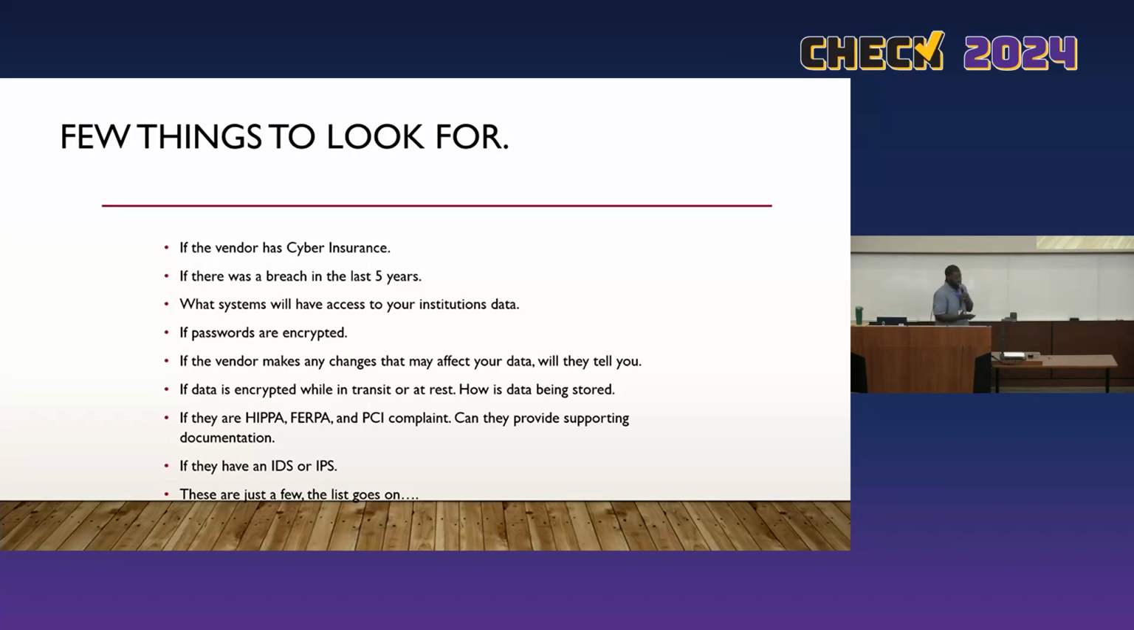If the vendor makes any changes that may affect your systems, like if they update and there will be system downtime, will they let you know ahead of time, or are they just going to do it and you just figure it out and run around with your head cut off? If they are HIPAA, FERPA, or PCI compliant, will they provide support and documentation? A lot of them will say, yeah, we are, but I've got to see that. And like I said, the list goes on. There's a whole bunch of questions on there as well.